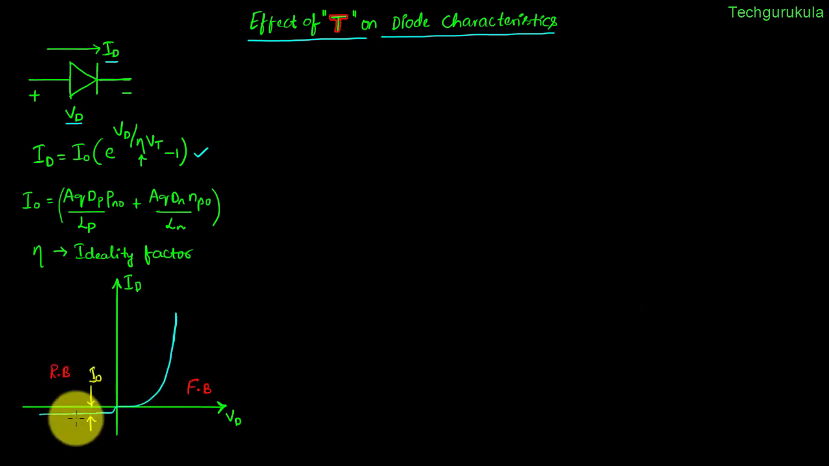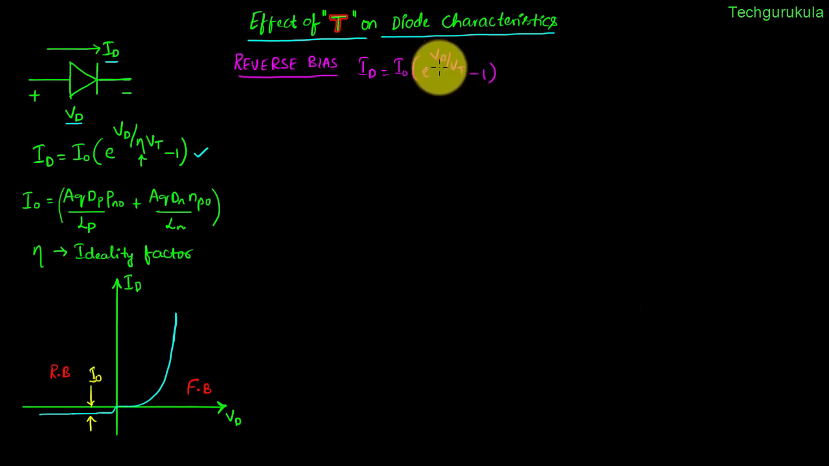As these are the IV characteristics of the diode, now let us see how temperature plays a role on these IV characteristics. To start with, let us analyze the reverse bias condition first, and then we will move on to the forward bias condition. Let me rewrite this current equation. Under reverse bias, this VD would be negative. We can rewrite this expression as ID is equal to I0 times e power VD over VT minus I0.